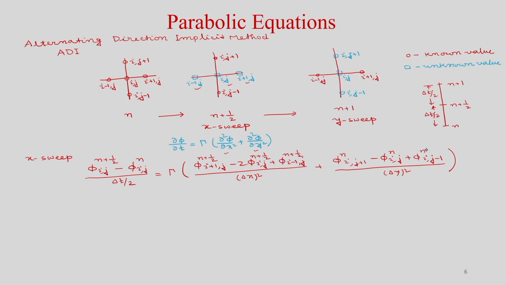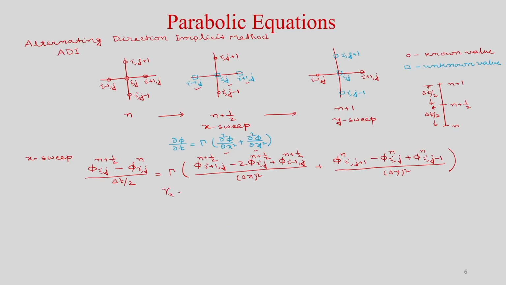Now if you write the final algebraic equation, you will write it in this way. Gamma x, let us define as gamma del t by del x square, and gamma y as gamma del t by del y square. So, in the x sweep equation you will write minus gamma x by 2 phi I minus 1 j at n plus half, plus 1 plus gamma x by 2 phi I j at n plus half, minus gamma x by 2 phi I plus 1 j at n plus half. So, these are unknown. So, in the right hand side you write all the known terms.